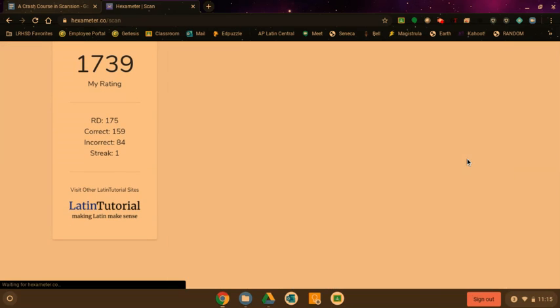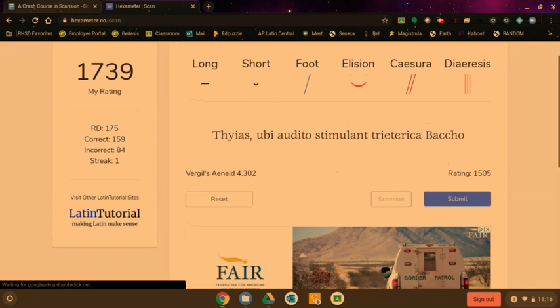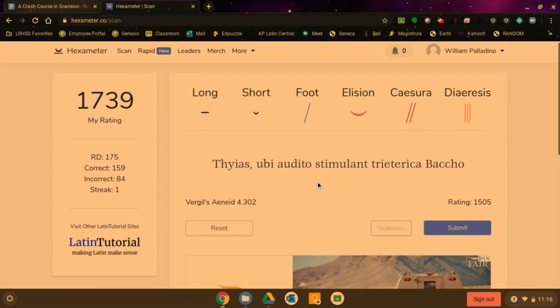Let's try another one. All right, so let's look for any elisions, and I see ubi followed by audito. So I'm going to go ahead, and I know that the I part of ubi and the aud are going to come together for 1 syllable. All right. Okay, let's go ahead and mark our last 2. Bako, all right, that would be a spondee.